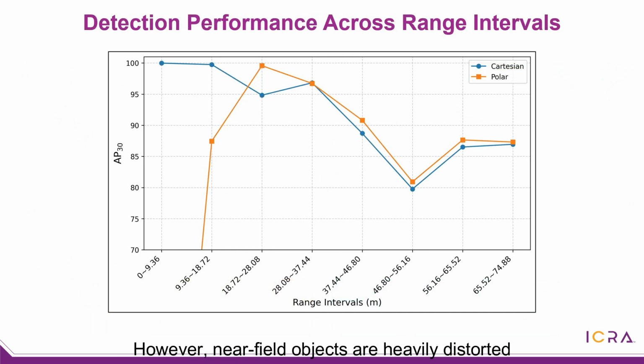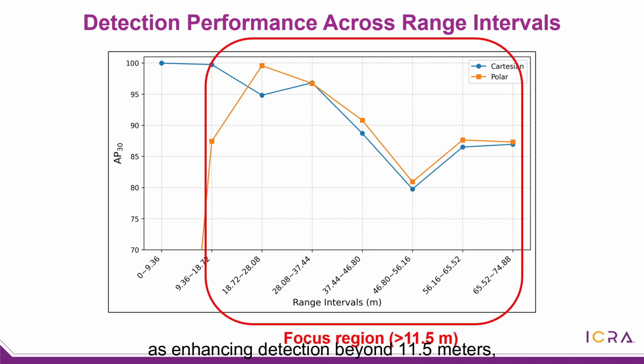However, near-field objects are heavily distorted and occupy large pixel regions, making them difficult to represent accurately with a single rectangular bounding box. Based on this observation, we define our problem scope as enhancing detection beyond 11.5 meters, highlighting the advantages of a fully polar-based approach for safety-critical long-range perception and high-speed motion planning.